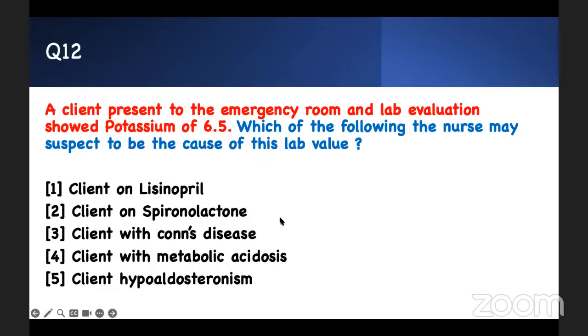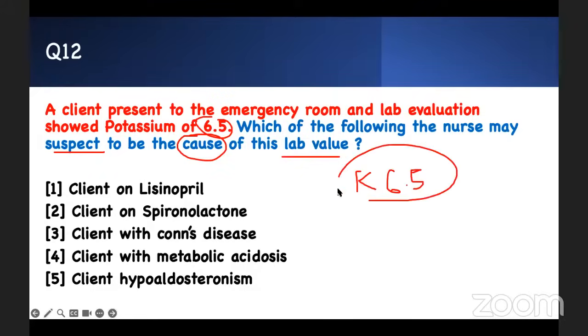One question we saw, but in a different form. Which of the following may the nurse suspect to be the cause of this lab work? The client presents to the emergency room and lab evaluation shows potassium of 6.5. So what will increase your potassium? That's all you need. You have to rewrite the question so that it becomes easy. I just focus on this: 6.5. That's all I care about. What is going to make my potassium that high?